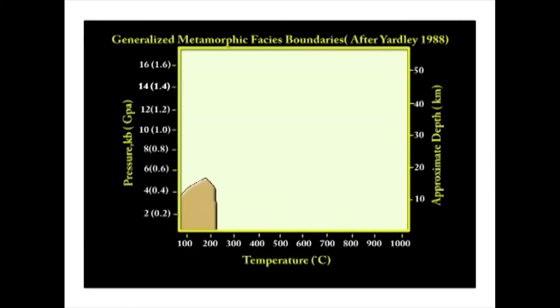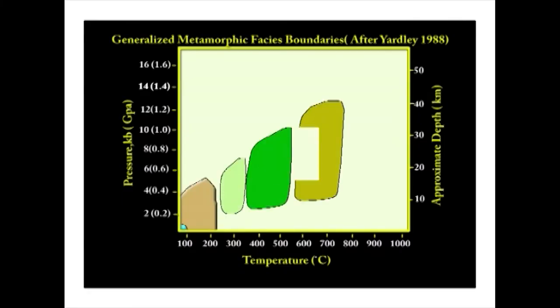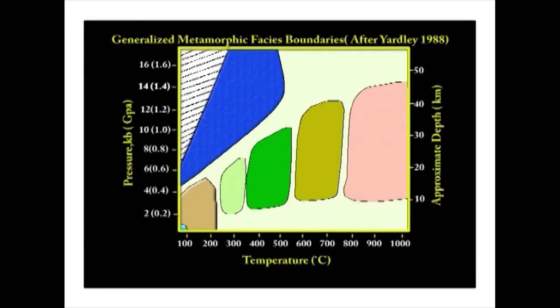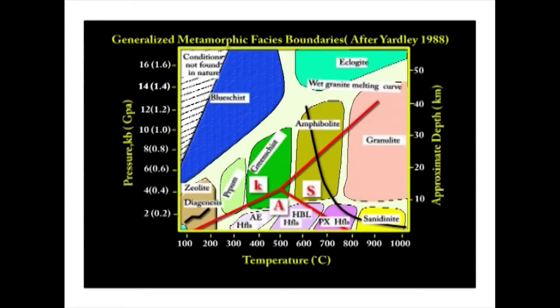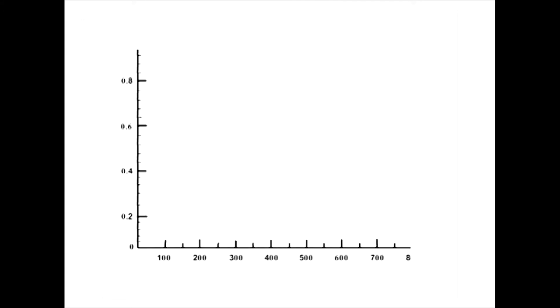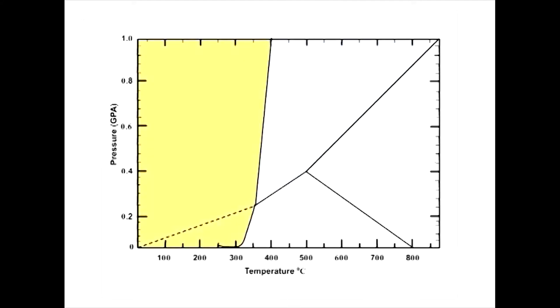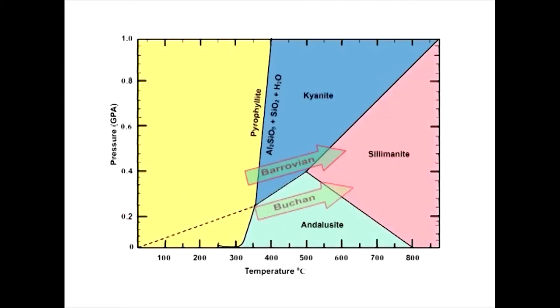First, a zeolite, prehnite, pumpellyite, blueschist, eclogite type. Second, a typical Barrovian type characterized by greenschist, epidote amphibolite, granulite, characterized by paragenesis of kyanite, sillimanite type. And third, an Abukuma type of greenschist, amphibolite, granulite, characterized by paragenesis of andalusite, sillimanite type.